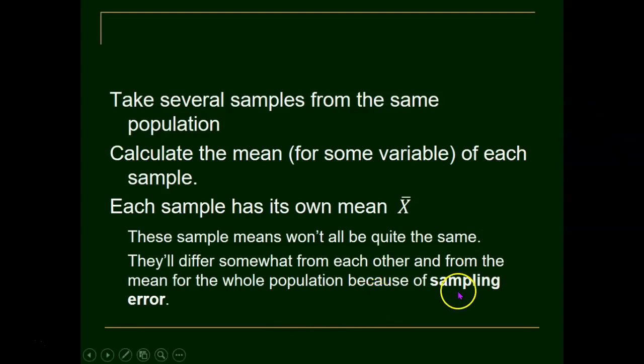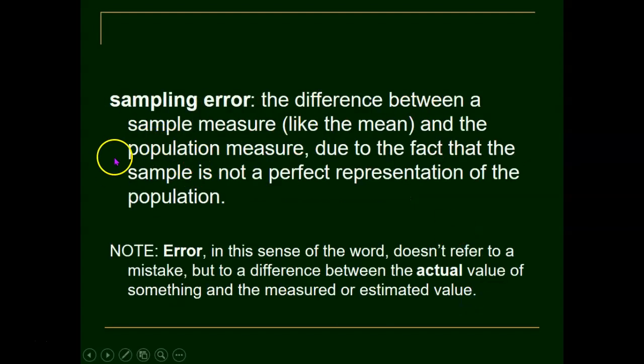They differed because of what's referred to as sampling error, which is the difference between a sample measure, like the mean for the sample, and the population measure, like the mean height for the whole population, due to the fact that the sample is not a perfect representation of the population. And error in this sense of the word doesn't refer to you made a mistake. It just means the difference between the actual value of something and the measured or estimated value.